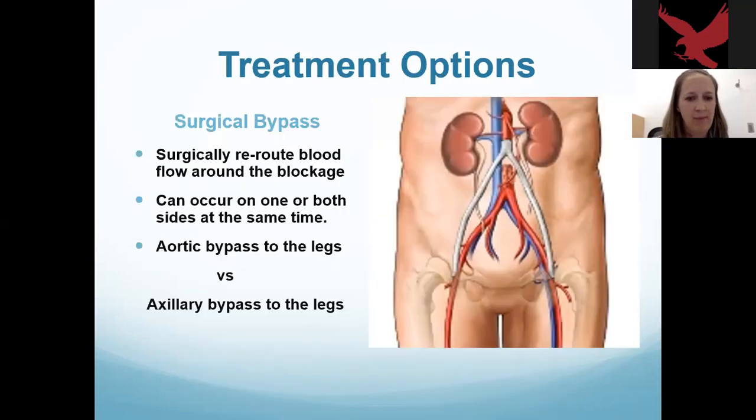An aortic bypass is what you see here, where we jump straight from that big artery, the aorta, down to the groins. And that we call an aortobifemoral or bigroin bypass.